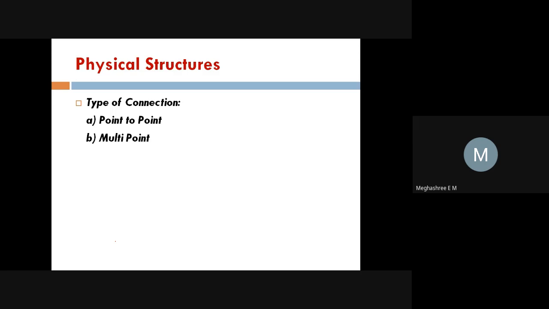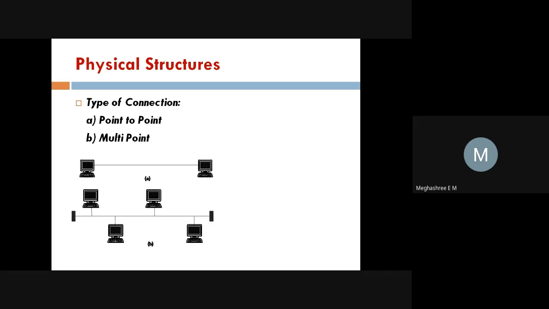Point to point connection, if you see this diagram, you can understand it better. This is the first diagram. What is given here? Two devices are there, right? This is one device and this is another device, right? Between these two devices, a dedicated communication link is provided. So these two devices communicate with each other with the help of this dedicated link. This is an example for point-to-point connection.